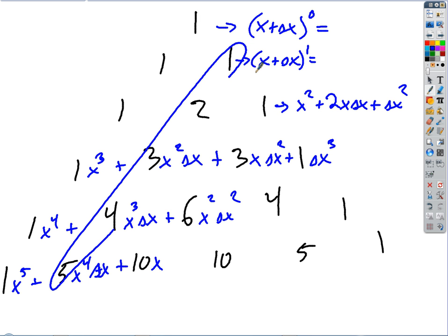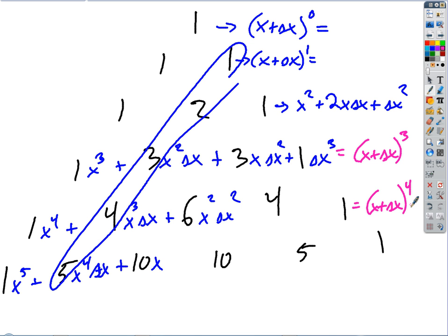And keep in mind that this row right here is the quantity x plus delta x to the 3, and this is equal to x plus delta x to the 4, right? It's the power of the binomial. It's 1, 2, 3, 4, 5, 6. Oops, 4, sorry. 0, 1, 2, 3, 4, 5. What do you notice?